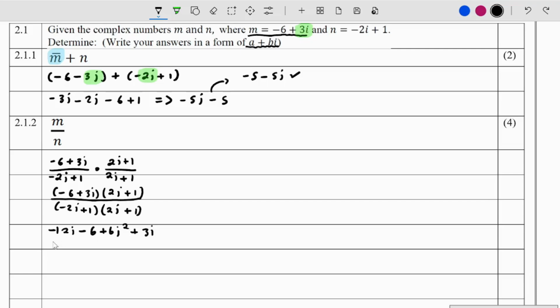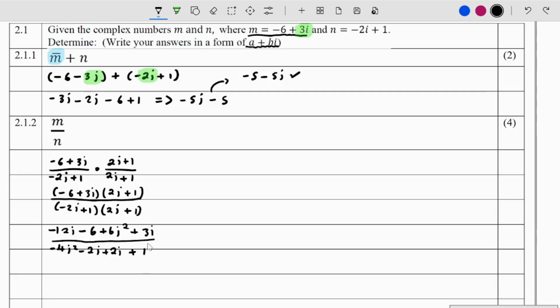So we are done with the numerator. In the denominator, negative 2i multiplied by positive 2i is going to give us negative 4i squared. Then negative 2i multiplied by 1 gives us negative 2i. The other one also is going to give us positive 2i. And then lastly, we're going to have plus 1.